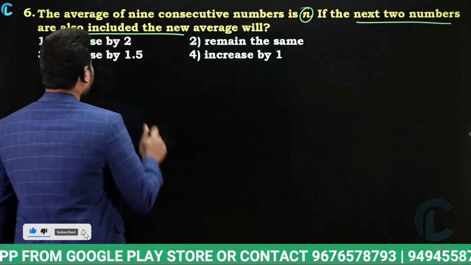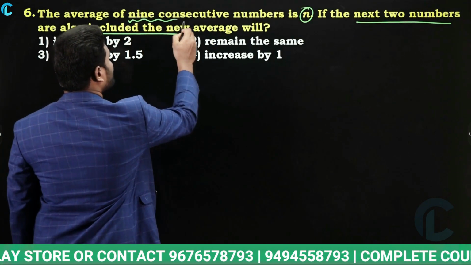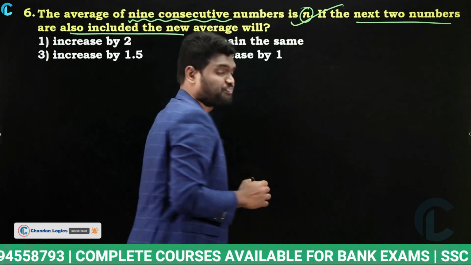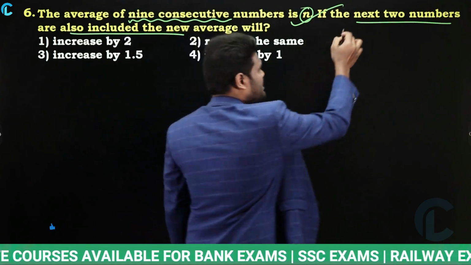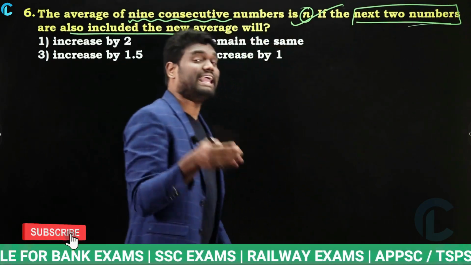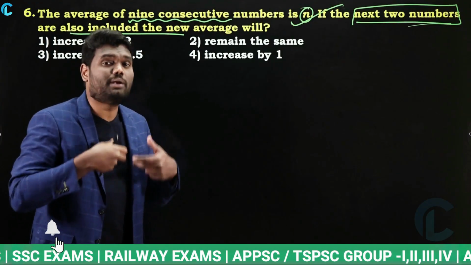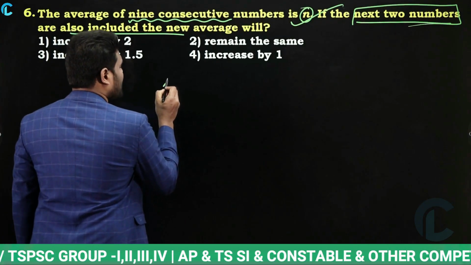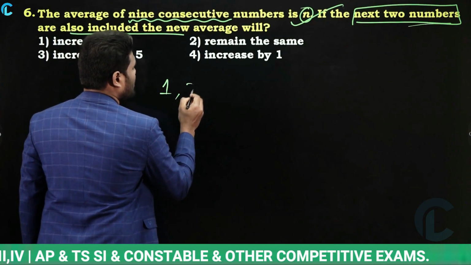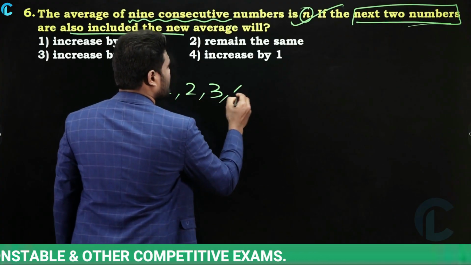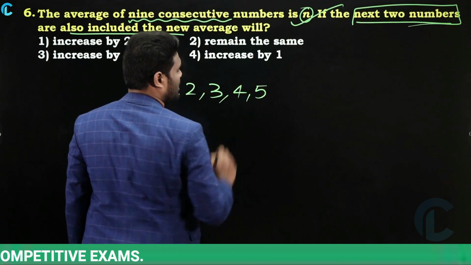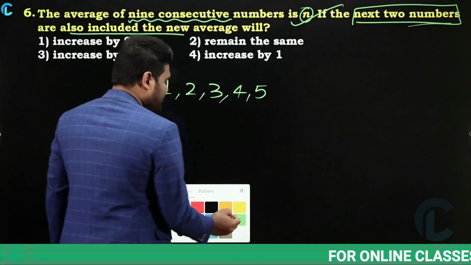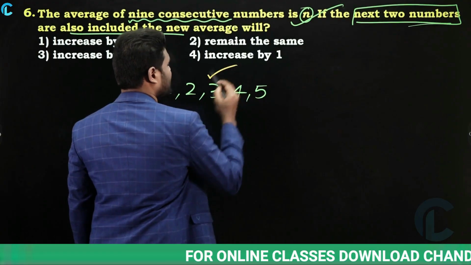So what it is saying: the average of 9 consecutive numbers is n. If the next 2 numbers are included, what is the new average? That is your question. Observe here carefully. Let us take an example: I have the numbers 1, 2, 3, 4, 5. What is the average of 1, 2, 3, 4, 5? It is nothing but 3.